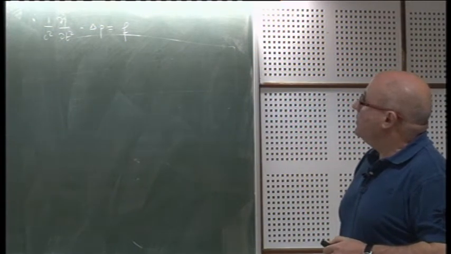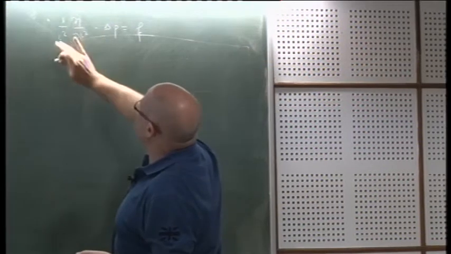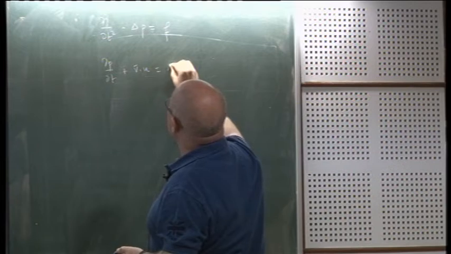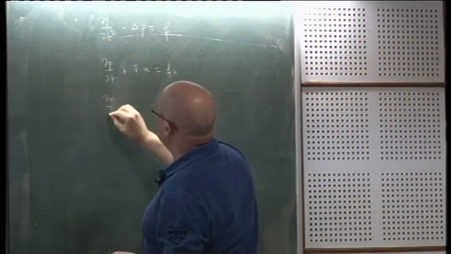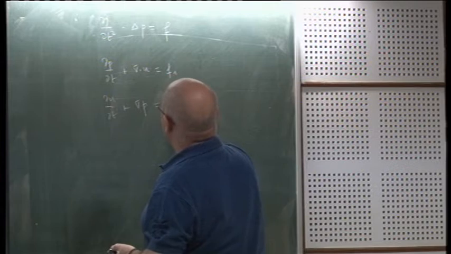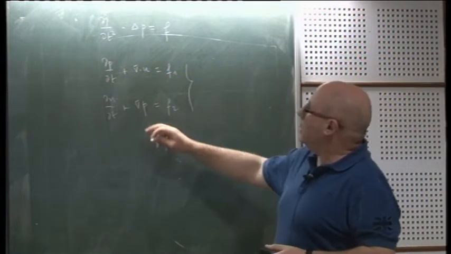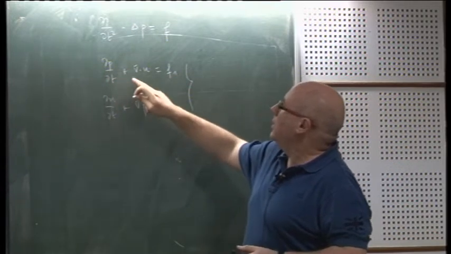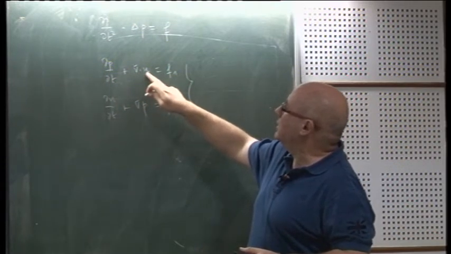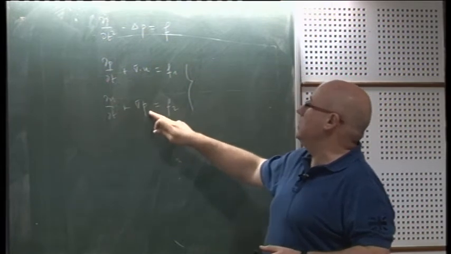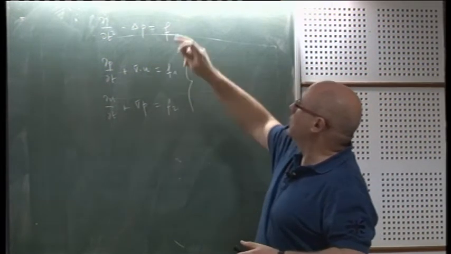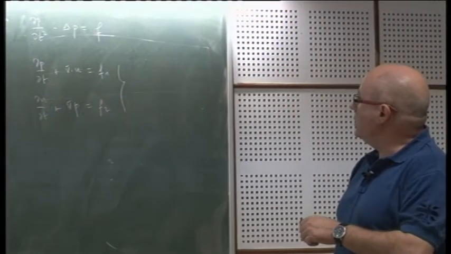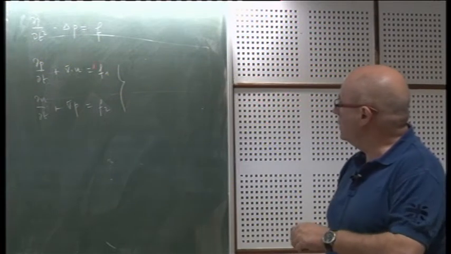However, that equation can be split into two. We could write it as dp/dt plus divergence of u equals f1, and du/dt plus gradient of p equals f2. If you take the time derivative of the first equation, you get the second derivative of p plus the divergence of the first derivative of u, but the first derivative of u is minus gradient of p. So you would get the wave equation with a certain f. Do you see that this is equivalent to this? Sometimes this form is required.